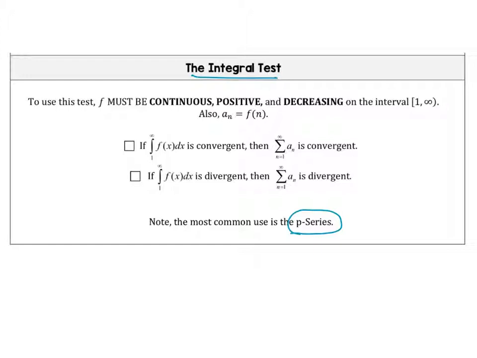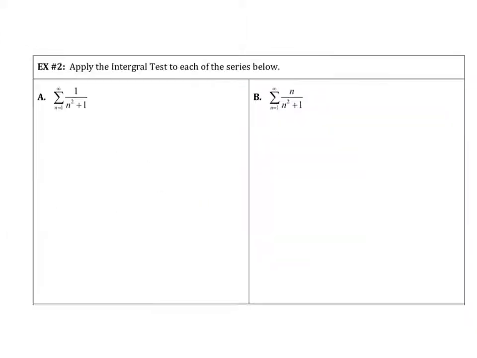But as far as your integral test, it must satisfy being continuous, positive, and decreasing. And if it satisfies all three of those, then we know that if we look at the integral from 1 to infinity of f of x dx, if that is convergent, then our series is convergent. And if divergent, the series is divergent.